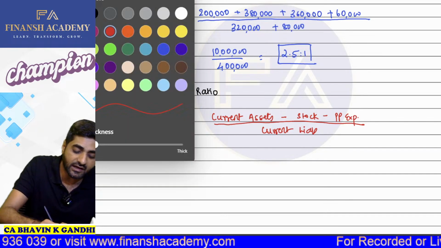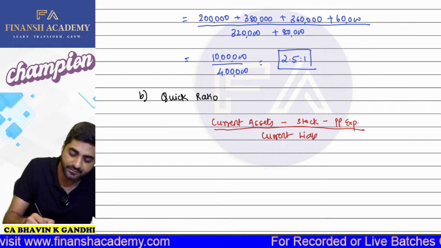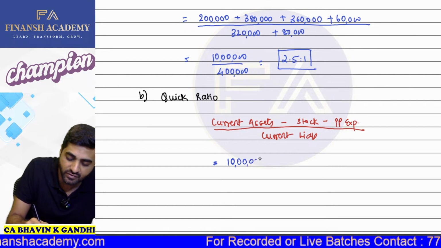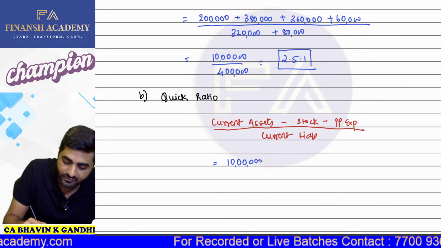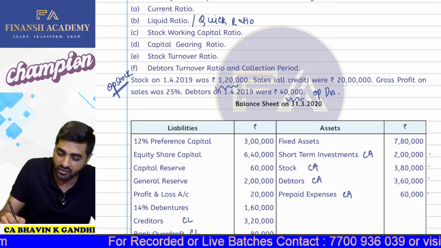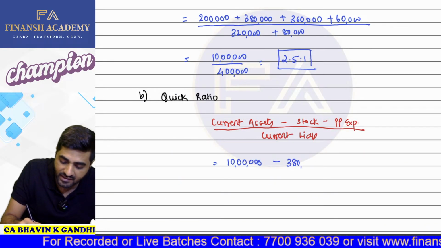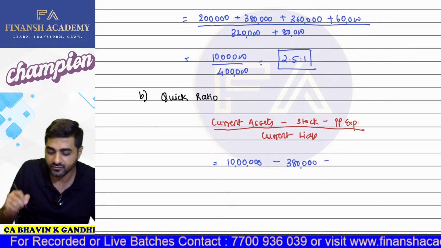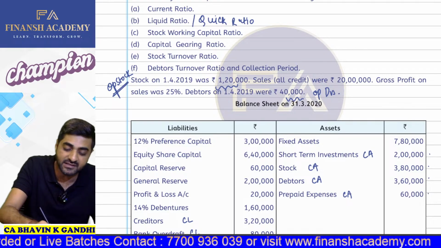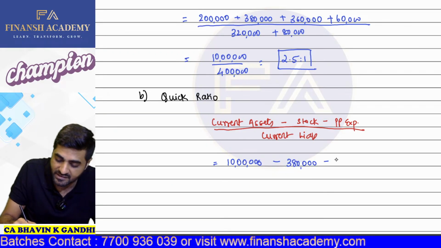Do we have the total of the current assets? Yes, sir. We do have the total of current assets, which appears to be 10 lakhs. And then from 10 lakhs, we need to subtract stock. Now, what's the amount of the stock? Just check. It's 3 lakh 80. So 10 lakh minus 3 lakh 80 minus, what's the amount of the prepaid expenses? So prepaid expenses is 60,000. So now I will subtract 60,000.